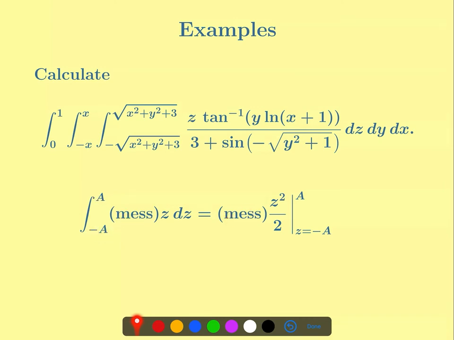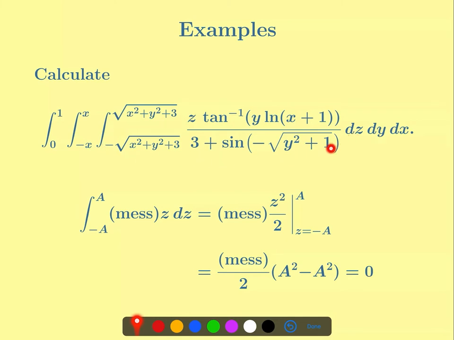And notice I get mess, that's just a constant, doesn't depend on z, z squared over 2. Evaluate from z equals minus a to a. What happens, I plug in a, I'm going to get a squared. I plug in minus a, I get a squared. So if I rewrite this as 1/2 mess z squared, where z is replaced with a and minus a, I get a squared both times when I square, so I'm just getting a squared minus a squared and ending up with 0.